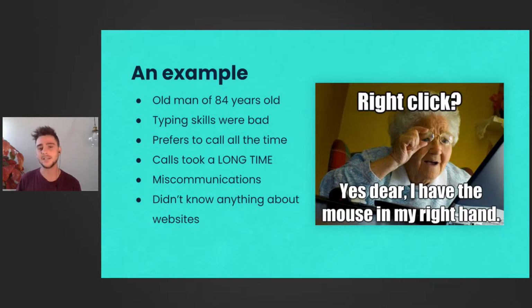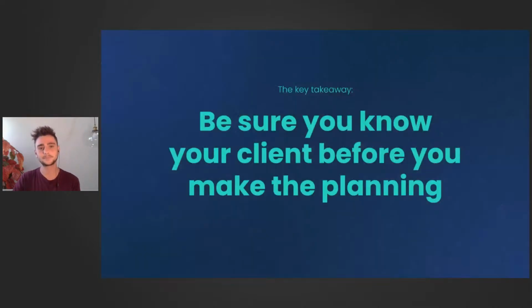And communication via email wasn't great. He preferred to call all the time, and calls, of course, took longer than usual. And there were a lot of miscommunications. He didn't understand much about websites or even the internet. It's not his fault because he didn't grow up with this technology, but I should have thought it through better. I had to think, okay, he's an old man, maybe isn't good at this stuff. I probably need to explain more, so it takes me a longer time. So this is a perfect example of adjusting the planning to the clients.